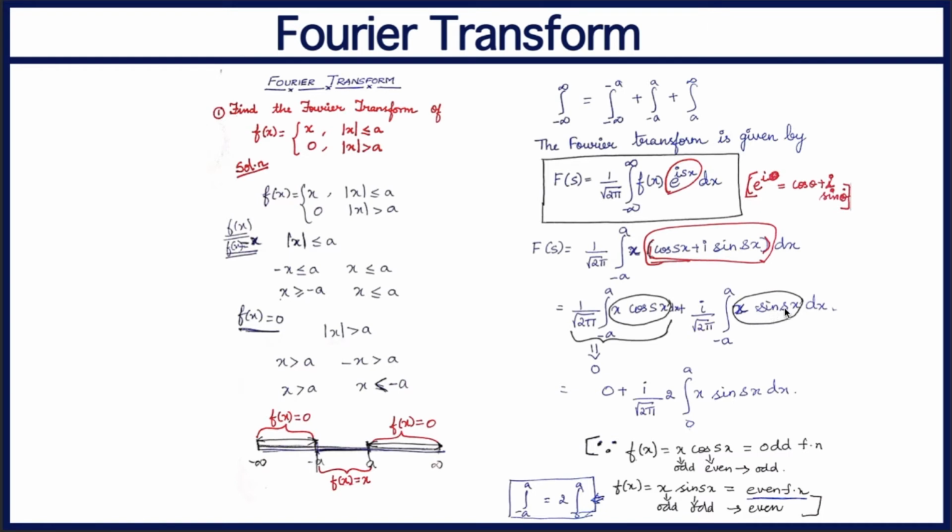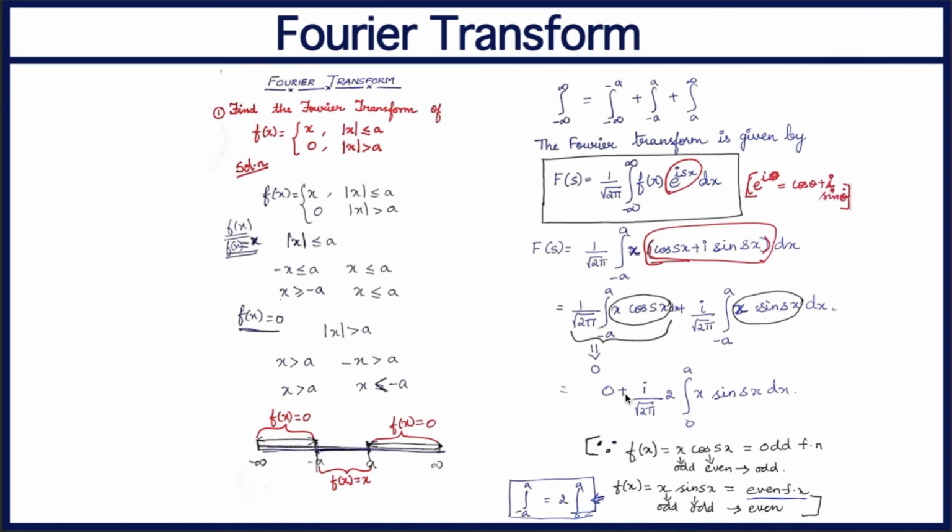Okay, what is sine? Sine is again an odd function. So odd function into odd function will be an even function. Therefore, since an even function is there, according to the definite integrals, the integral from minus a to a can be written as twice the integral from 0 to a. Clear? So that's why I've written it here as twice the integral from 0 to a of x sine sx dx.